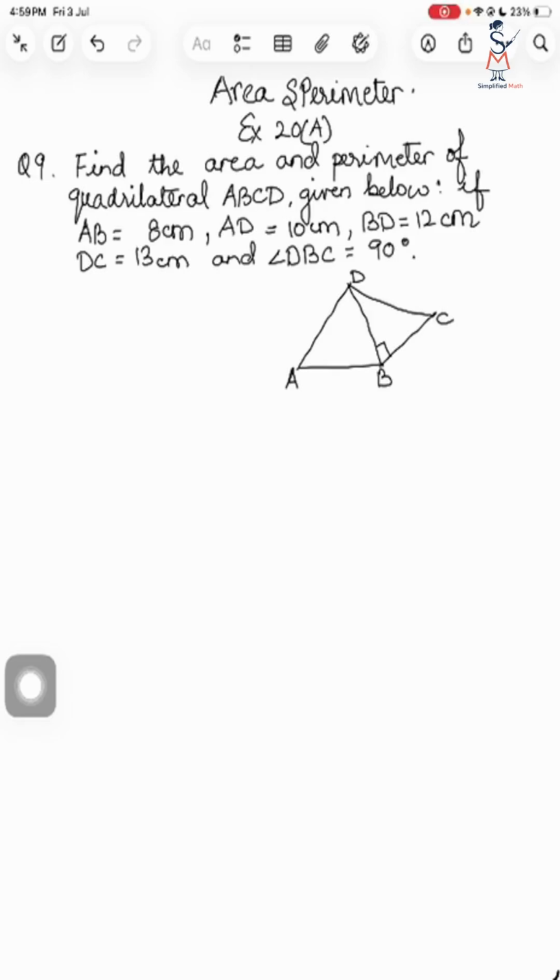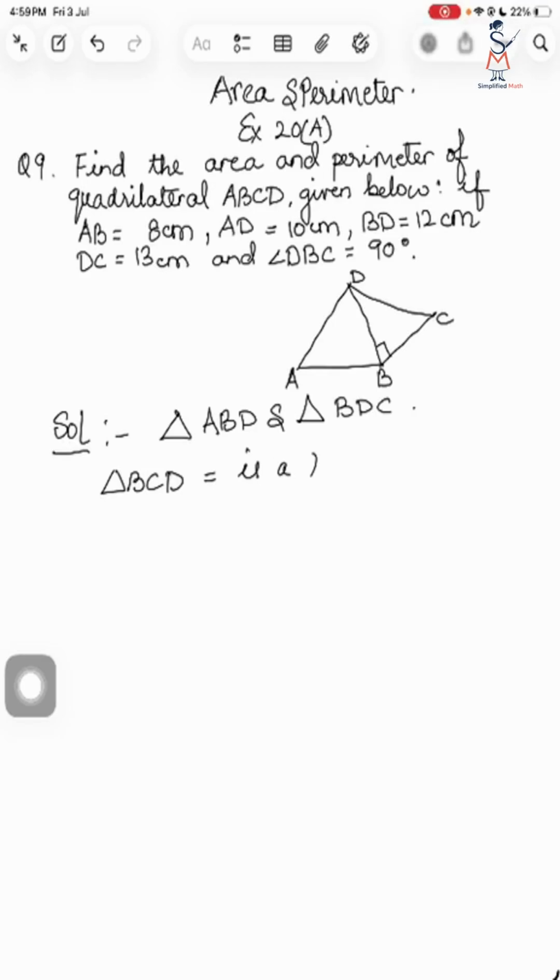We can see that the quadrilateral ABCD is made up of two triangles, that is triangle ABD and triangle BDC. Now if we find the area of both the triangles, we get the area of the total quadrilateral. So first we will find the area of triangle BDC. BDC is a right angle triangle.